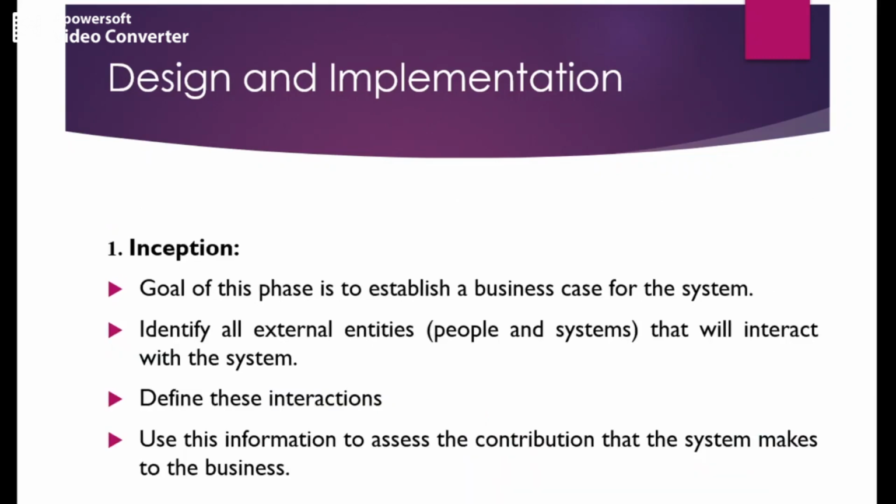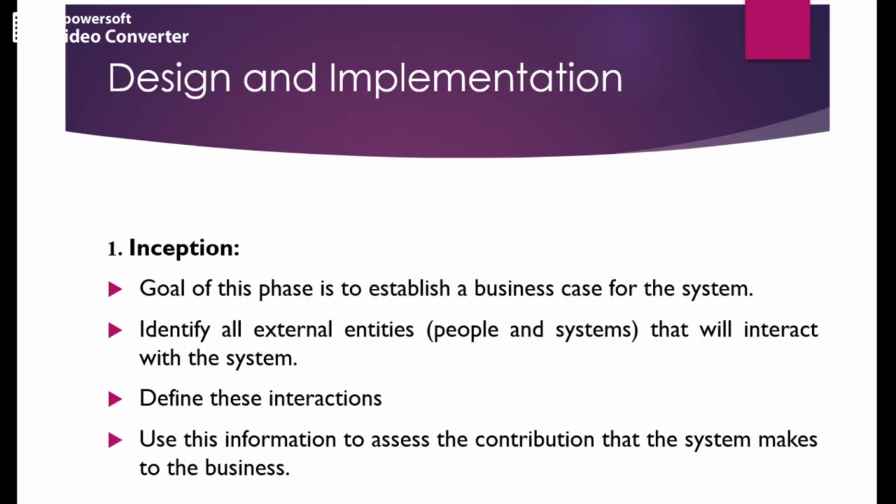First one is inception. This is one of the phases of the RUP model. The goal of this phase is to establish a business case for the system. So that is the major goal. What you are going to do here is identify all the external entities. External entities means people and systems that will interact with the system. So define these interactions.